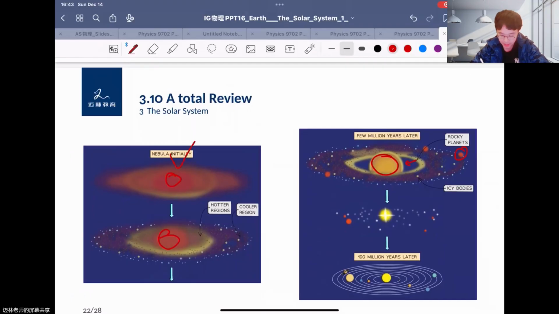So maybe after millions of years later, you can find, okay, in the center there is the sun, and here are different planets in their different orbits. Okay, so that is a total review for it. Okay, I guess it's not very difficult for you. Just consider it as a procedure to make a cake.